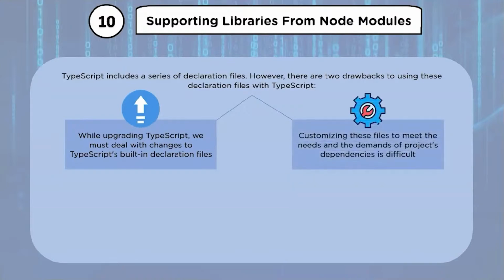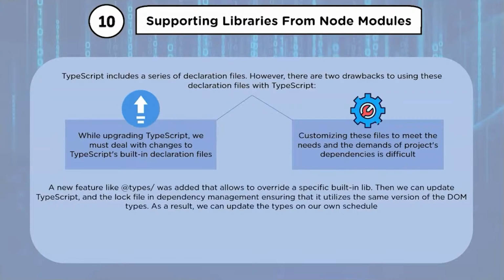And the other drawback is that customizing these files to meet your needs and the demands of project dependencies is difficult. So to overcome this, a new feature, @types, was added that allows us to override a specific built-in library. Then we can update TypeScript and lock the file in dependency management, ensuring that it utilizes the same version of DOM types. As a result, we can update the types on our own schedule. Then with TypeScript 4.5, we can update TypeScript and lock the file in our dependency management.